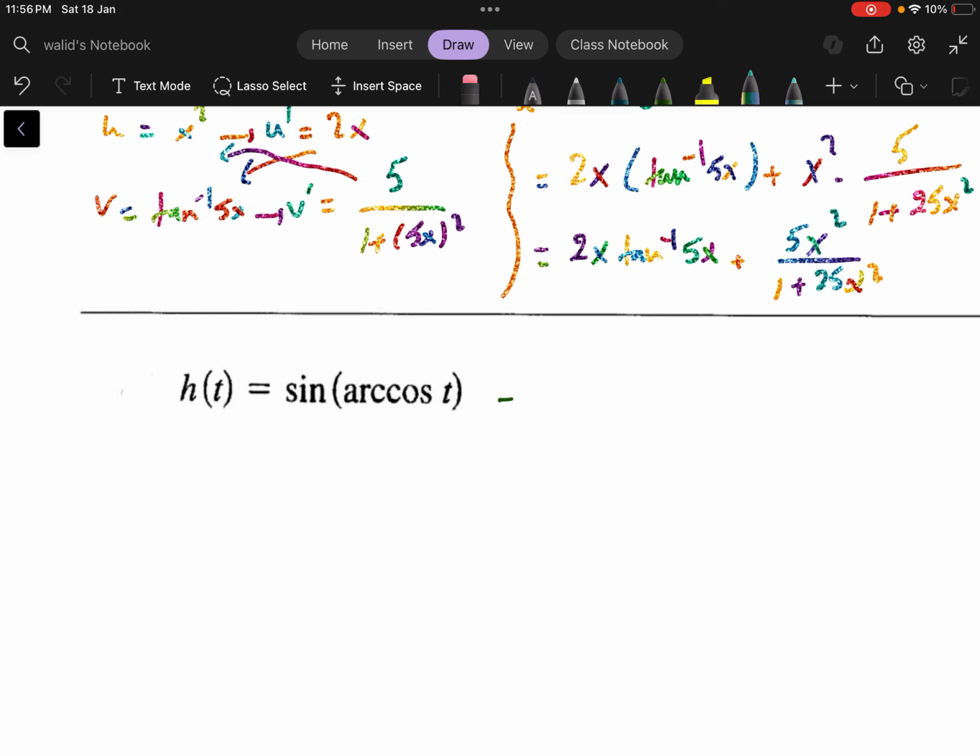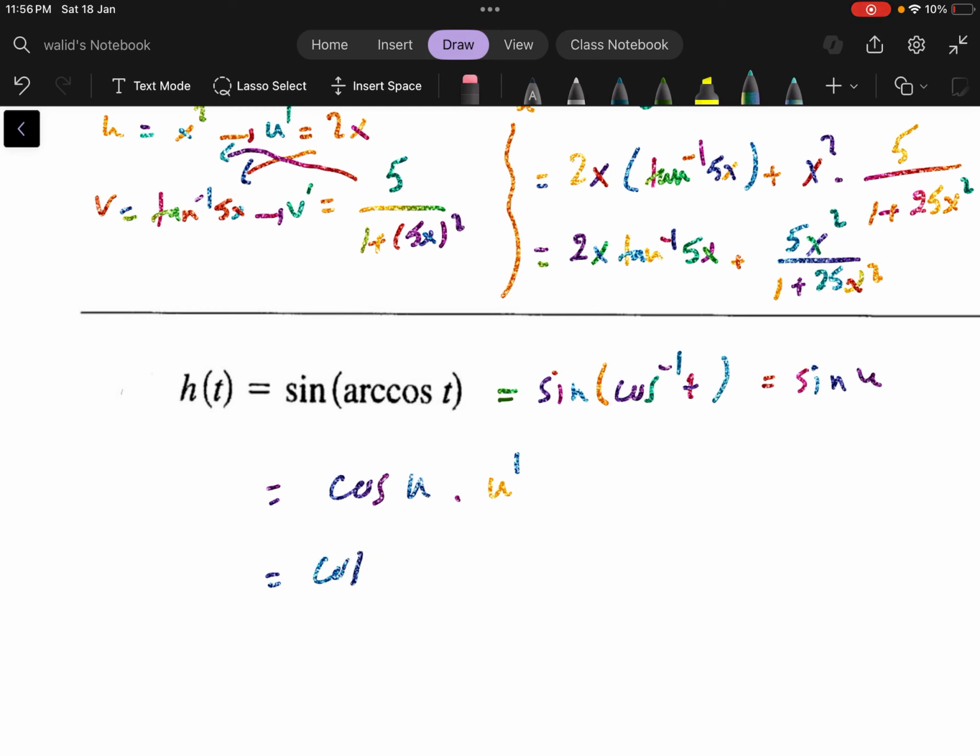For the last question, sine of cosine inverse of t. It's not a product rule. Keep in mind that this is sine u. So the derivative is cosine u times u prime.